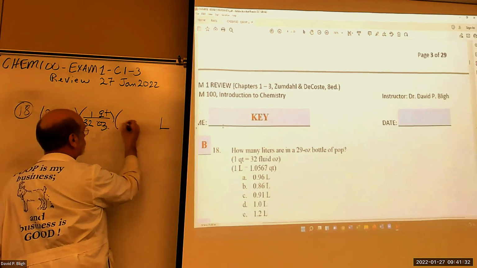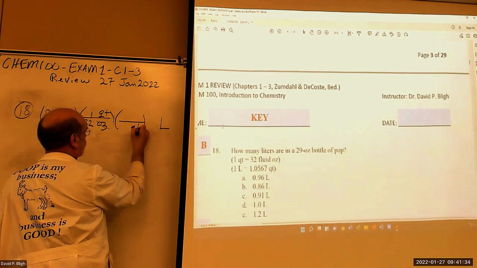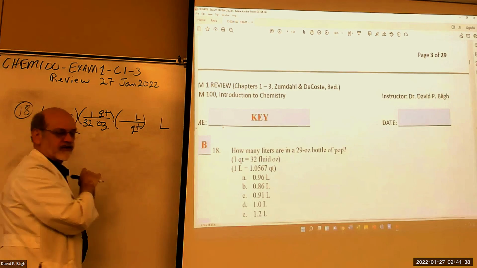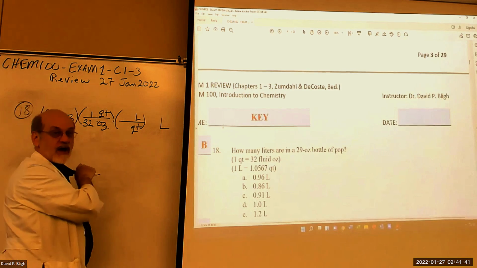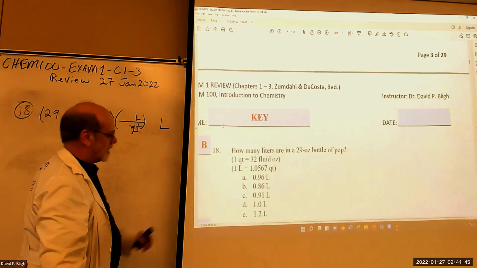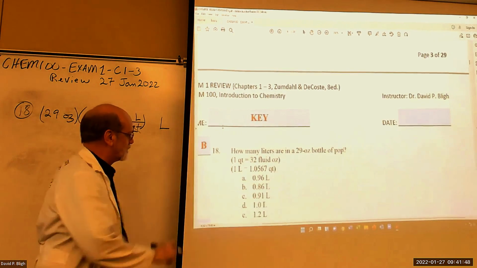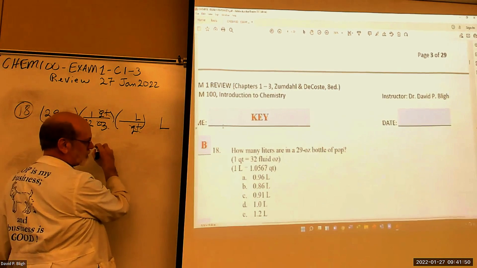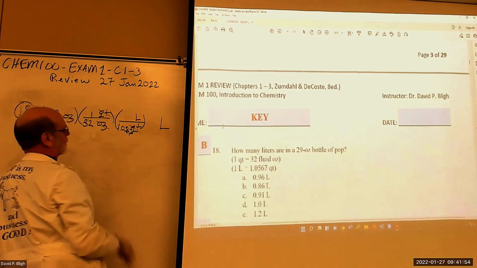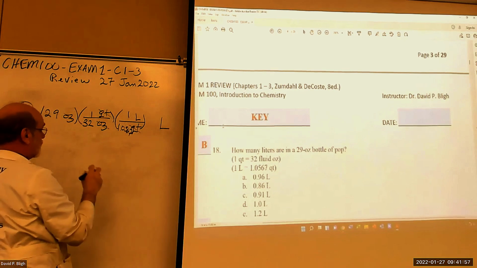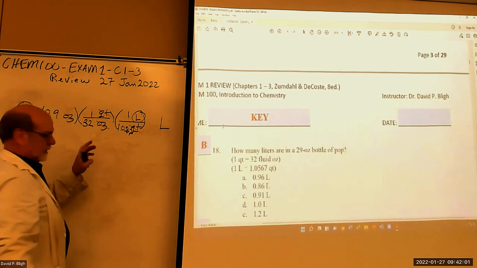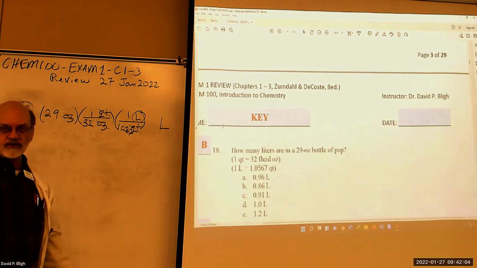Now we want to use quarts to liters because liters is where you're headed. The numerator is where you're headed. The denominator is where you're coming from. So we're coming from quarts. We need the number 1.0567. There we go. So now we've got liters. Cancel everything else out. That's the thinking part. Now we crunch numbers.